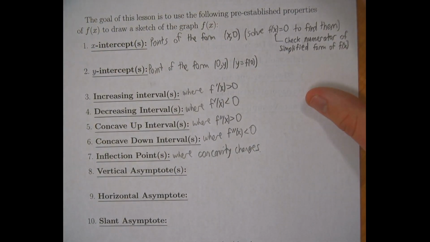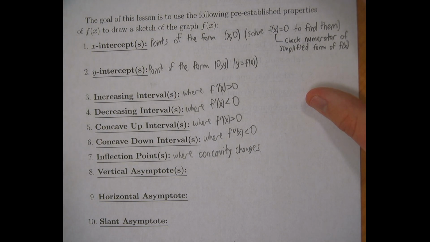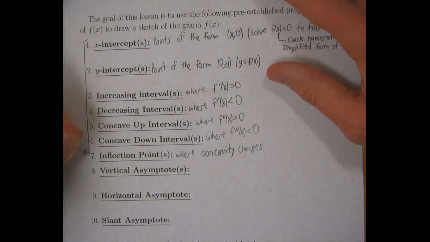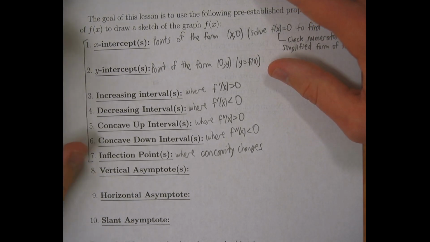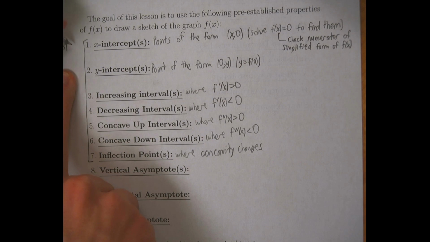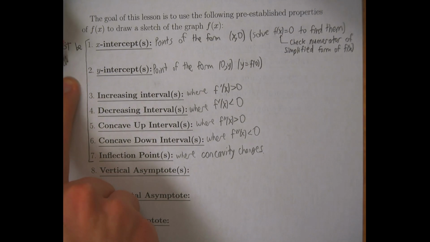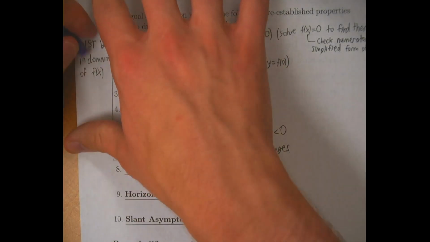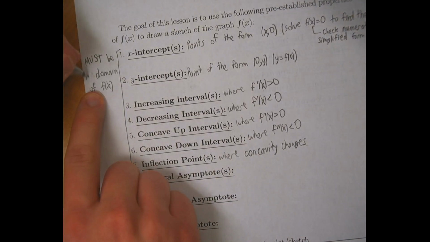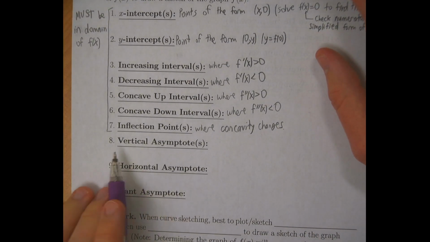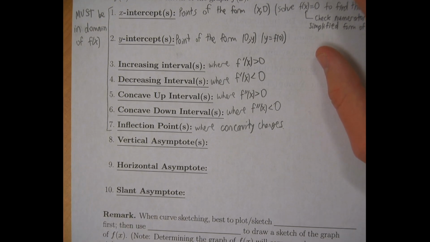Okay. So that's basically 1 through 7. So one thing to keep in mind for 1 through 7 in particular is that these 7 must be in the domain of f of x. Okay. So that's the first 7, and then the last 3 are basically stuff we talked about last time.